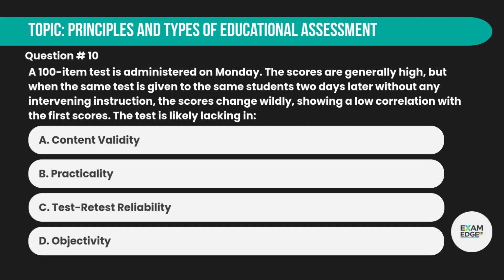Question number 10. A 100-item test is administered on Monday. The scores are generally high, but when the same test is given to the same students 2 days later without any intervening instruction, the scores change wildly, showing a low correlation with the first scores. The test is likely lacking in A. Content validity. B. Practicality. C. Test-retest reliability. D. Objectivity.